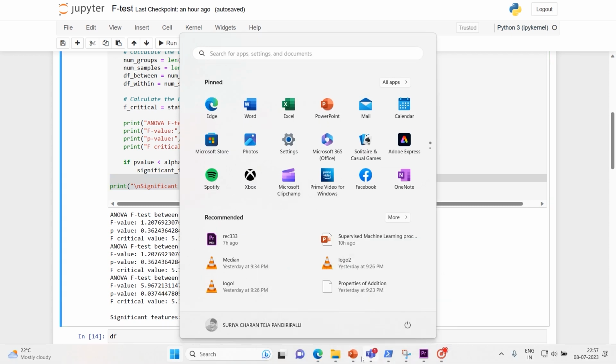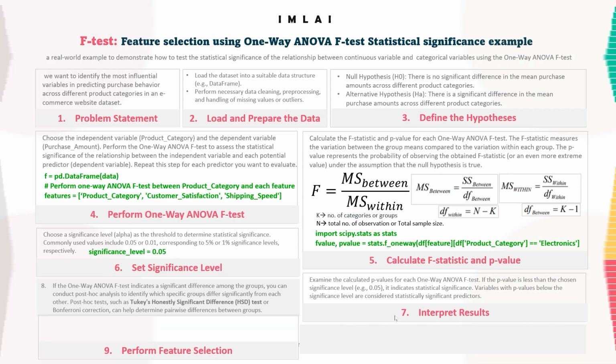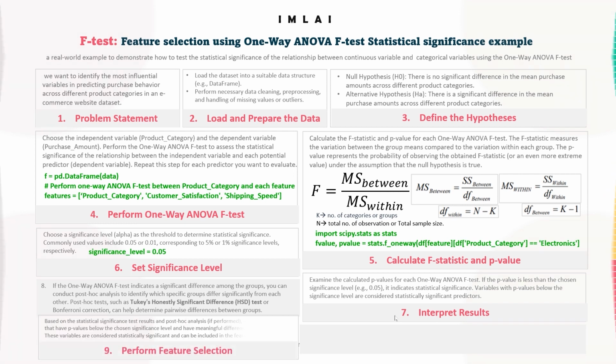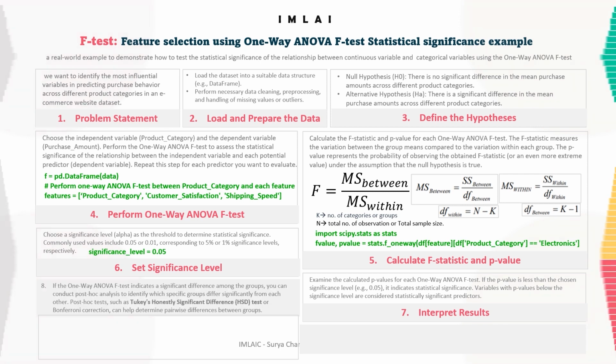So let's continue to the next step. The next step for us is step 8, which is to perform post hoc analysis. This is a very important step. Post hoc analysis is nothing but, if the one-way ANOVA F-test indicates a significant difference among the groups, you can conduct post hoc tests to determine which specific groups differ significantly from each other. This step helps identify pairwise differences between groups.